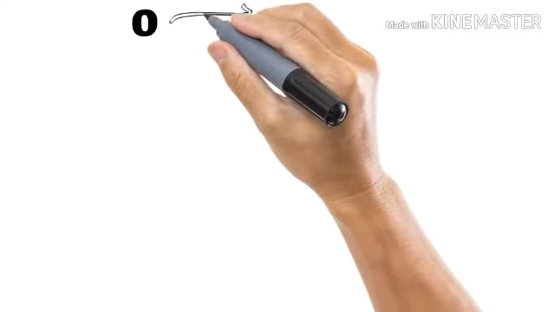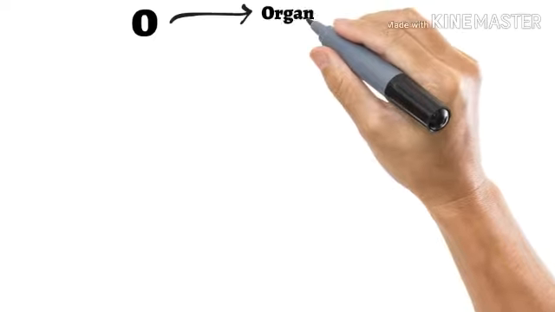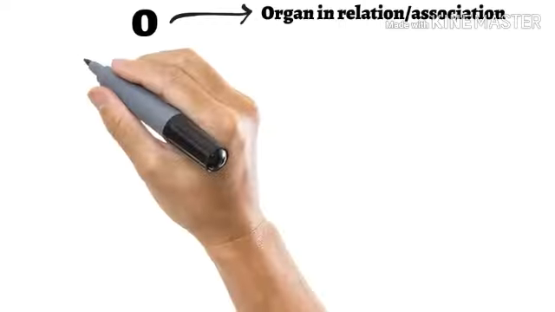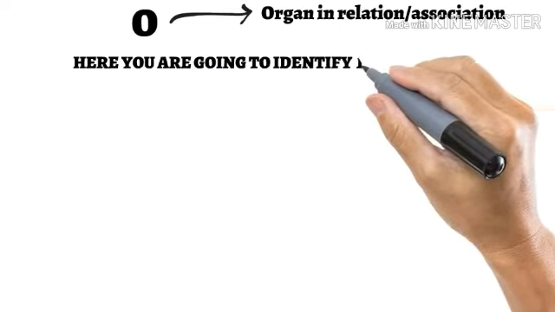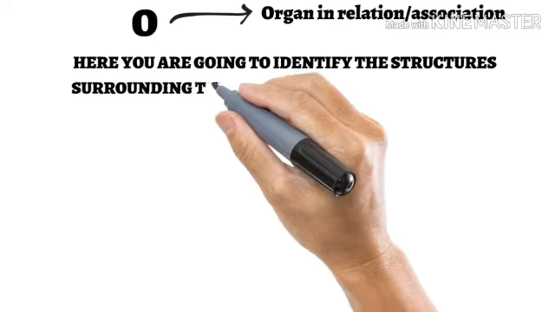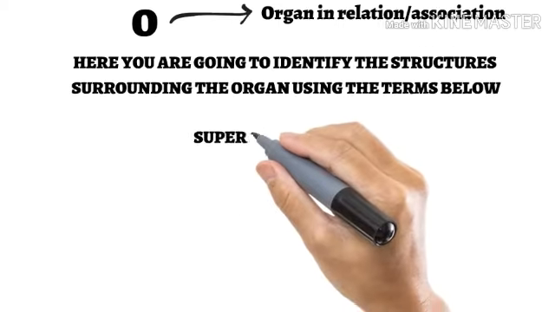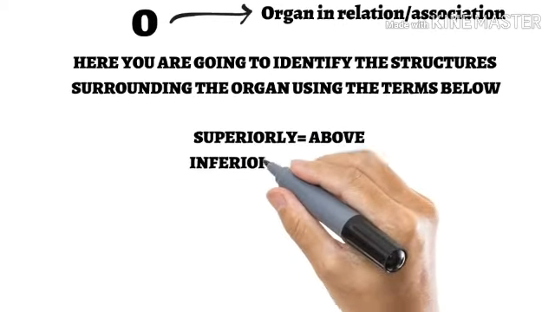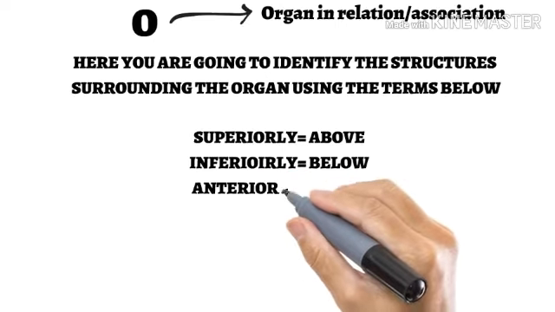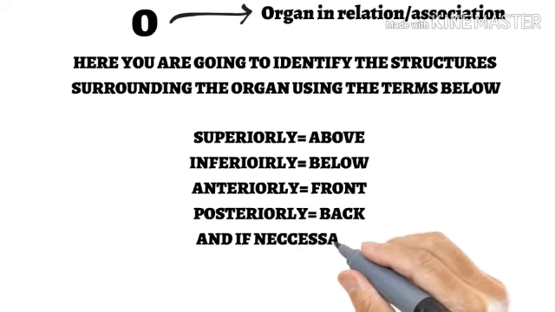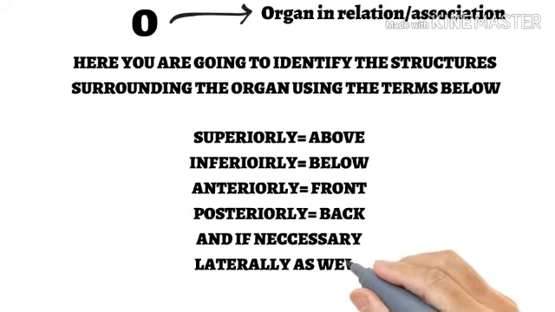So the next thing you are expected to talk about is O, and this O means organ in relation, or you say organ in association, anyone you choose to call it. In this organ in relation, you are going to identify the structures surrounding that very organ using the terms below. And what are those terms? We have superiorly, which means above. We have inferiorly, which means below. We have anteriorly, which means the front, and posteriorly, which means the back. And if necessary, you can add laterally, that is the side of that organ.